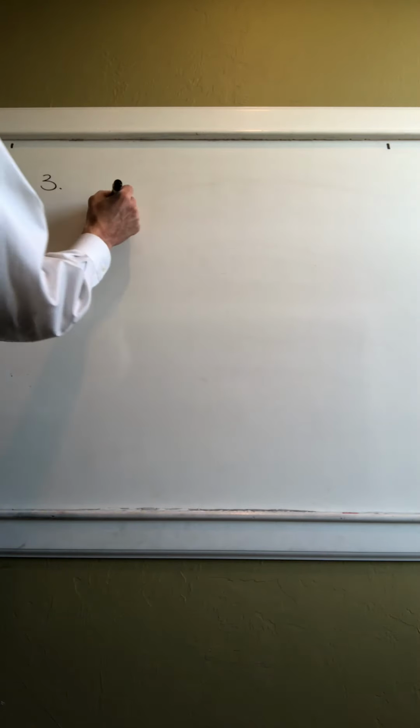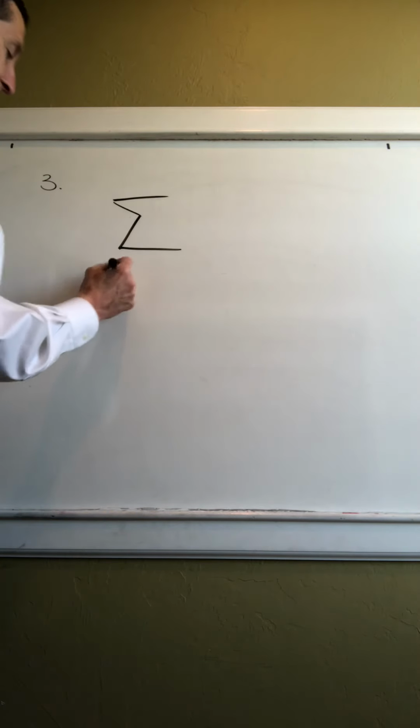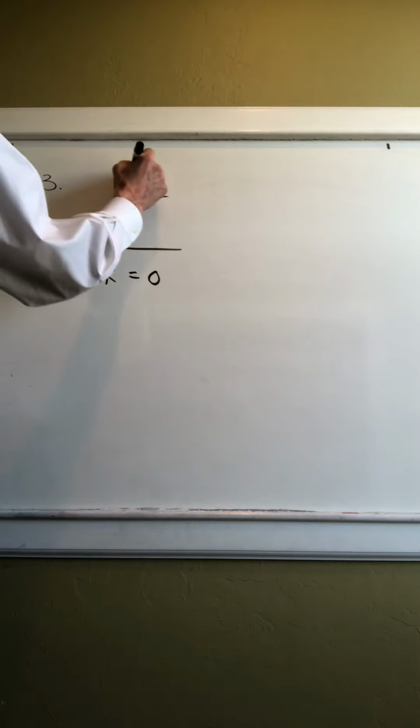Let's change the beginning and the ending a little bit. Kind of mess with you. Let's do a third one. So let's do our summation. This time let's start at 0 and go up to a positive 2.